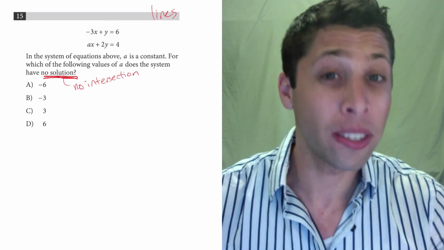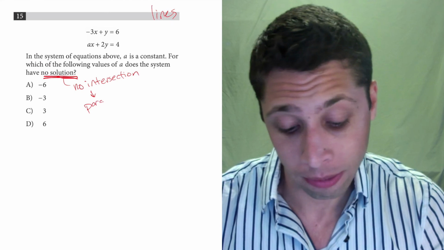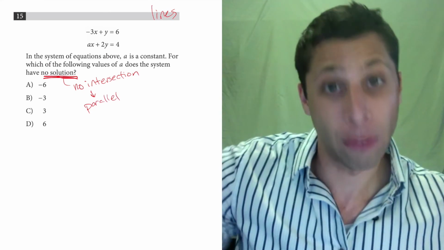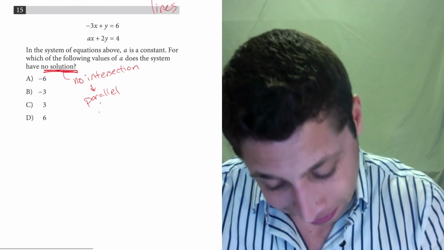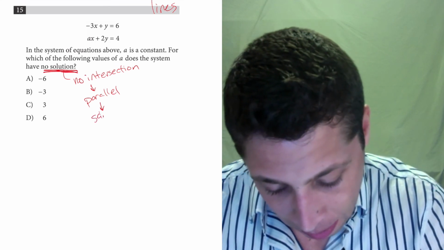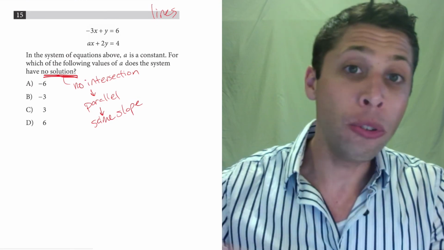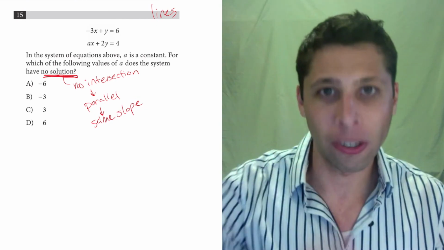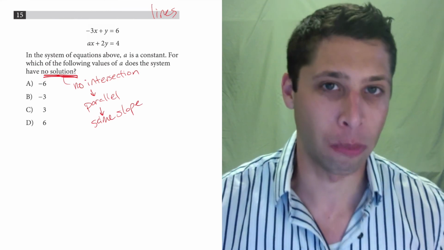And what does that mean? When does that happen with lines? Well, that happens when they're parallel. Two lines that are going in the same direction never cross. Well, why are lines parallel? Well, it's because they have the same slope. So notice how we're using the words in the question to slowly peel away the layers of what they're asking and get ourselves to a point where we can put this in much more understandable terms.